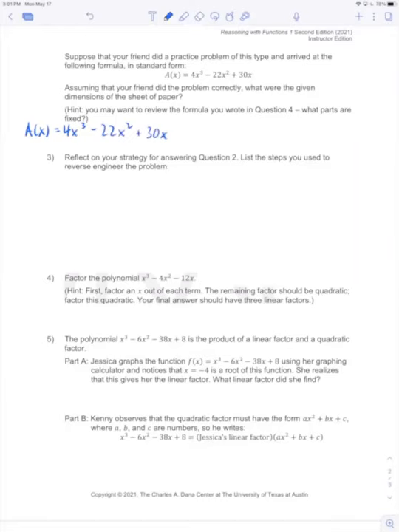If you think back, the problems that we worked with all started with an x. That was what we cut out of the corner of that box, or the height of the box that it eventually ended up being. So each term in A of x has an x. Let's factor out an x from each term, and we're left inside the parentheses with 4x squared minus 22x plus 30.